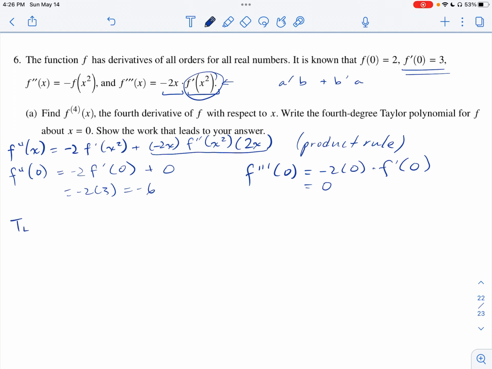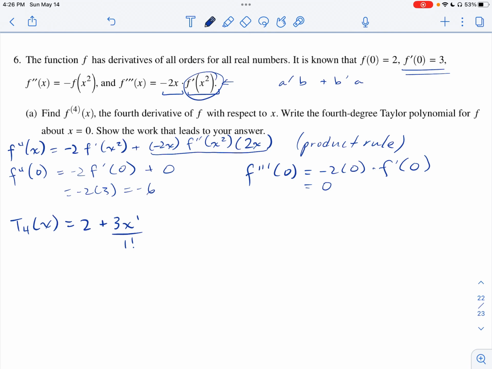So our Taylor polynomial is our function evaluated at where it's centered, which is 0, so that's 2, plus the first order derivative evaluated at 0, that's also given to us, that's 3 times x to the 1 over 1 factorial. Now, normally I wouldn't write all that, but we're going to clean this up in a second anyway, so might as well.